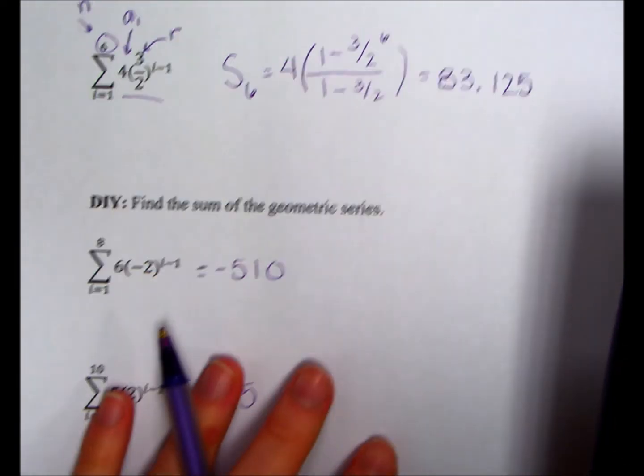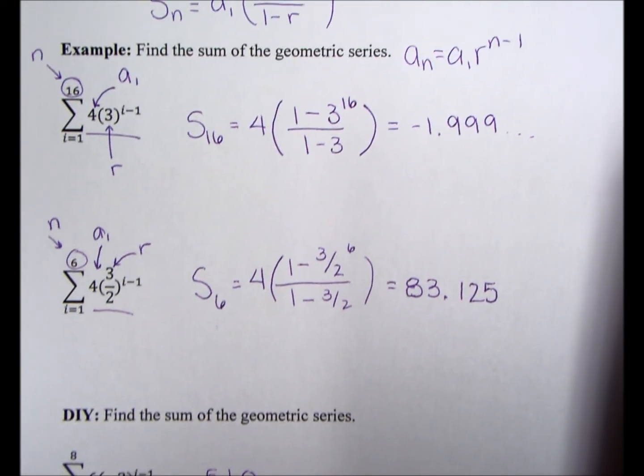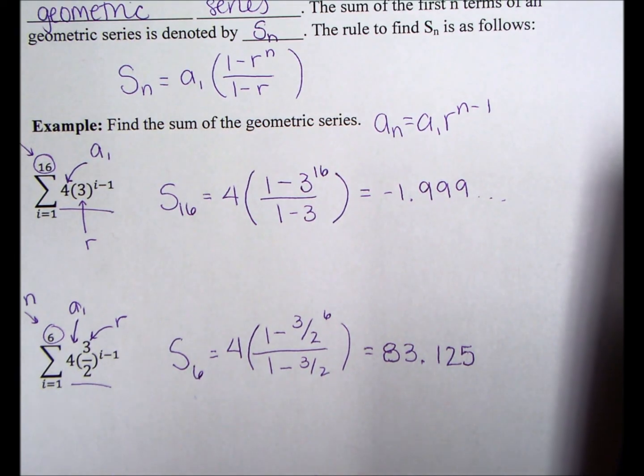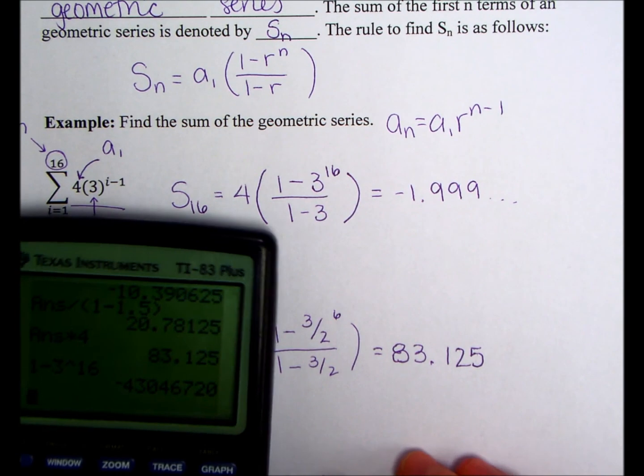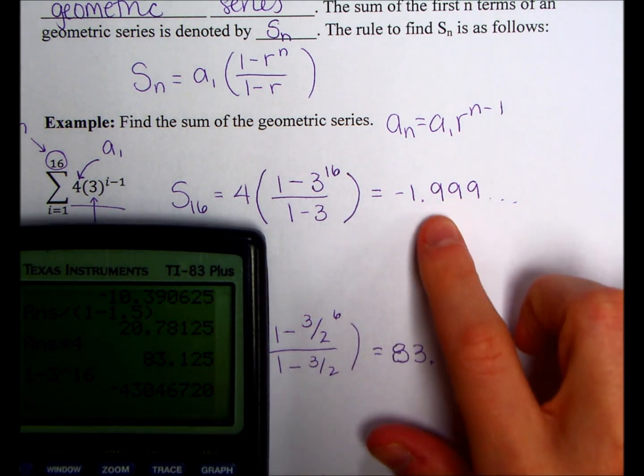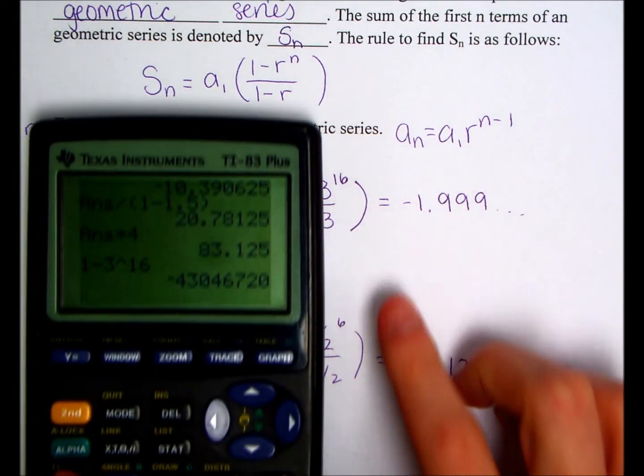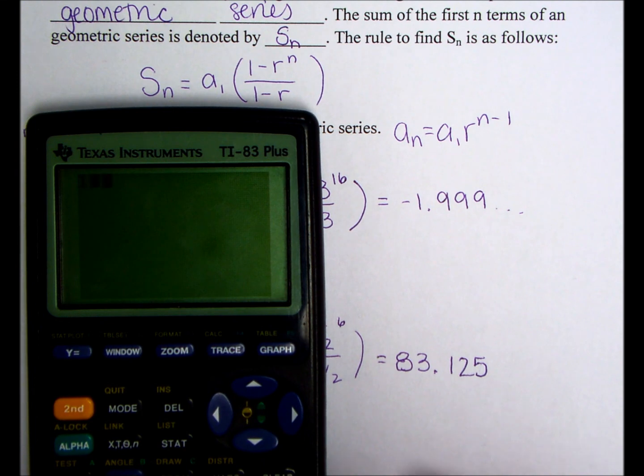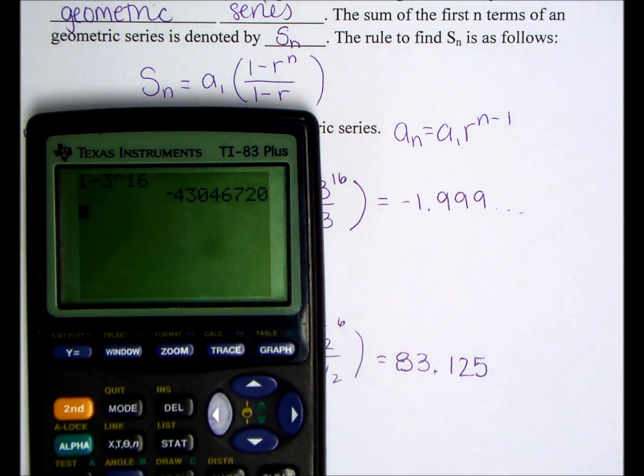Actually, hold on one moment. I think I have an error here. Something happened, and I want to fix it before we go forward. I knew this didn't look right. Alright, so let me try this top one again. Something happened when I was going through it. So 1 minus 3 to the 16th power. Yeah, I definitely did not get that number the first time.